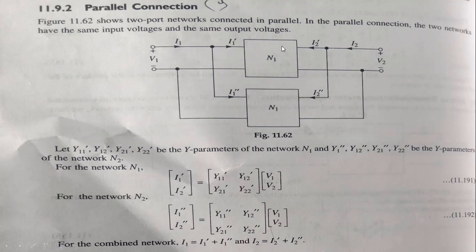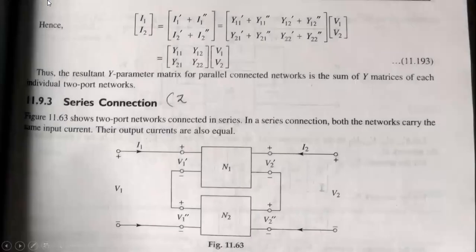Similarly for I2, from this node a few amount will go to this network and a few to the other network. So it is the combination of I2 dash and I2 double dash for the I2 case. Getting it? So finally my I1 and I2 are I1 dash plus I1 double dash, and I2 dash plus I2 double dash. And I is equal to YV. So I is this I matrix, and Y is this entire matrix.